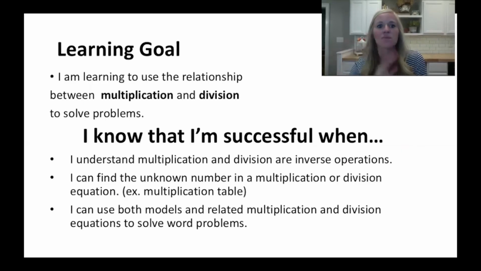But before I leave you, I want us to take a look back at what we talked and reviewed today. So today we reviewed the relationship between multiplication and division to help us solve problems, okay? And we knew that we're successful when first we understand that multiplication and division are inverse operations, that they are related equations, okay? We also wanted to be able to find our unknown number in a multiplication or division equation. And one tool we reviewed today was using that multiplication table. And then last, I want you to be able to use both models and those related multiplication and division equations to help you solve those word problems.